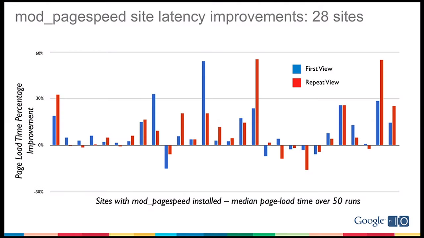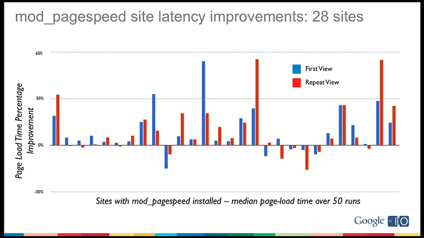So what does mod PageSpeed do to the sites? Well, let's take a look at 28 sites that we looked at that have installed mod PageSpeed. So to test the sites, we used a tool called Webpagetest.org. Webpagetest.org is a client-side testing technology. It's kind of built in with various browsers. In our case, the browser that we used was IE8. So these are all IE8-based numbers. And the blue lines indicate the first view, the first time a page is brought up. And the red lines indicate the repeat view. So that's with a warm cache.